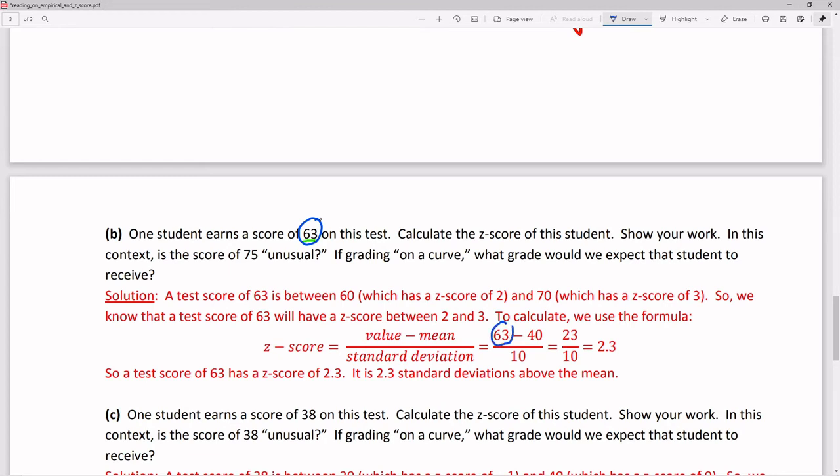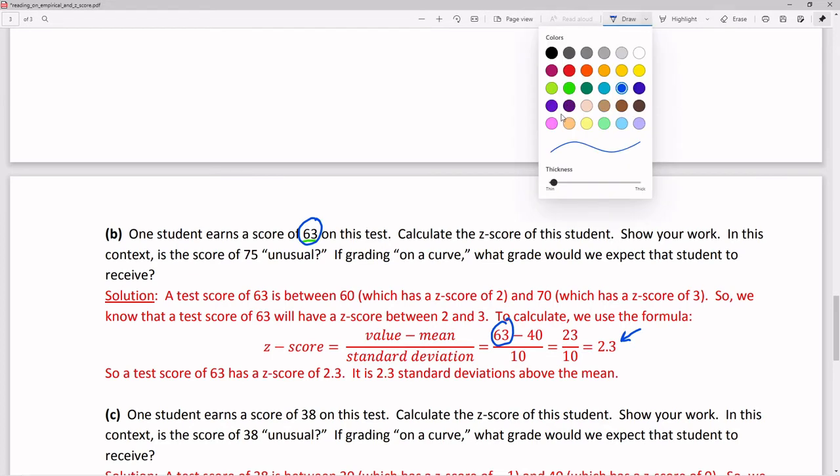Take your score minus the mean, which was given as 40, divided by the standard deviation, and we got 2 and a little bit more. What about someone who scores a 38 on the test? What happens there? So let's grab them.